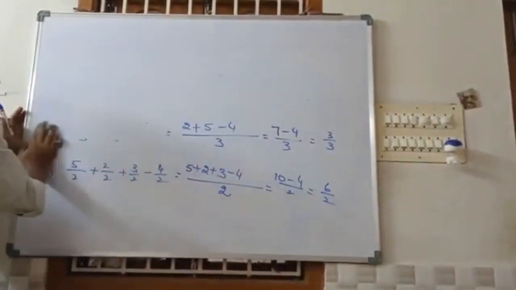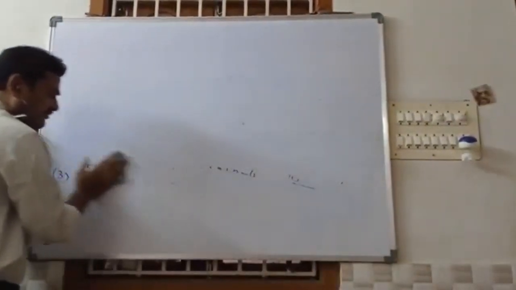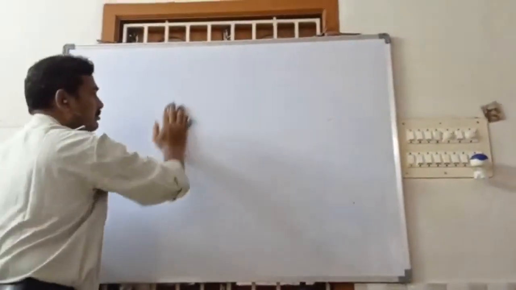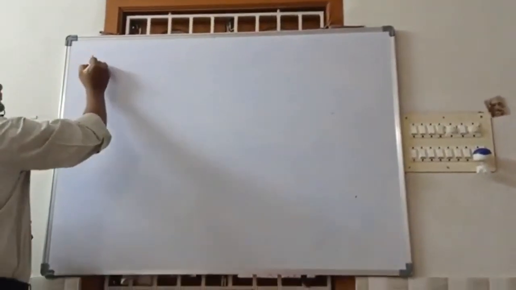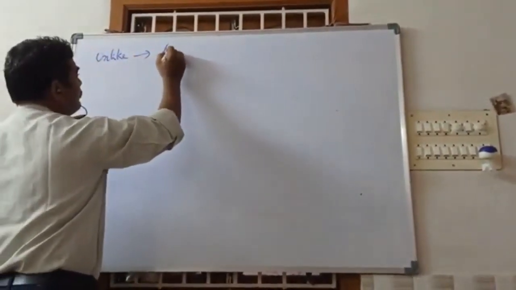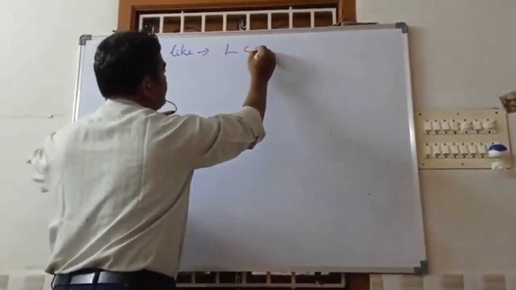Now, how can unlike fractions be converted into like fractions? Unlike fractions are converted into like fractions by using LCM.